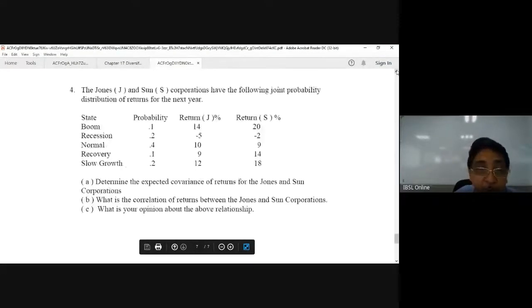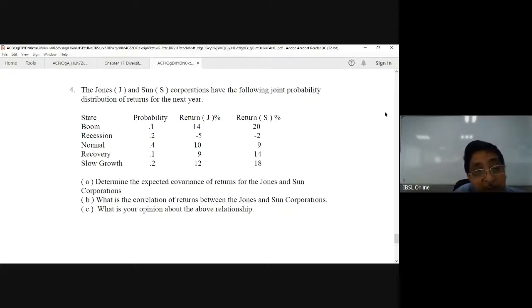Now, first of all, you need to tabulate a schedule. You can see here there are 5 different states of the economy. Those states are boom, recession, normal, recovery, and slow growth. Now, in the problem they have attributed different probabilities to each of these states. For boom, they attributed a probability of 0.1. For recession, 0.2. For normal, 0.4. For recovery, 0.1. And for slow growth, 0.2.